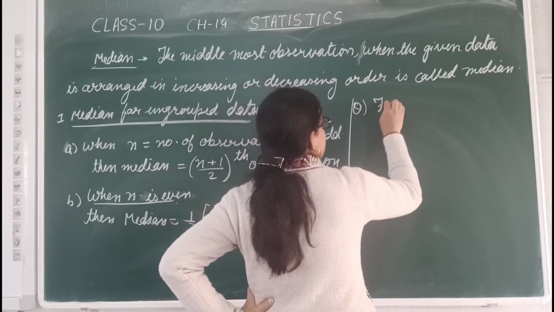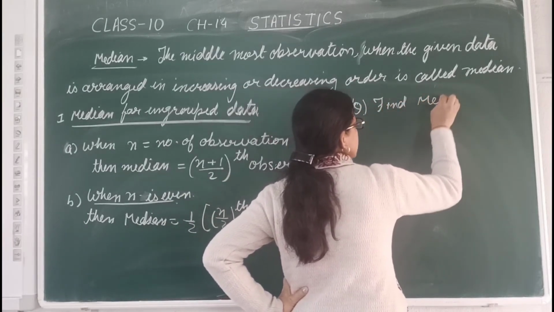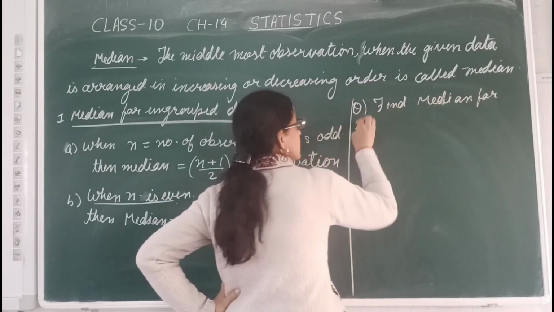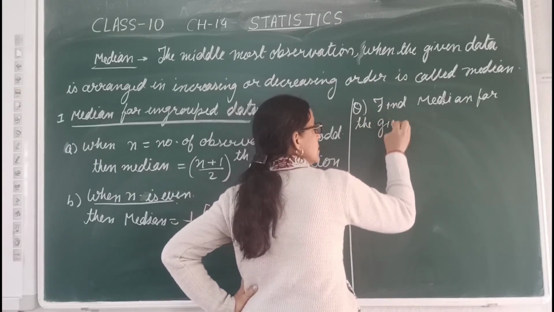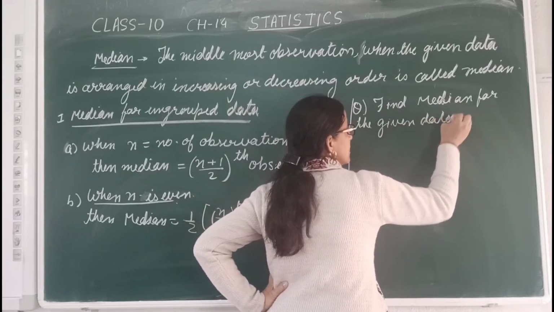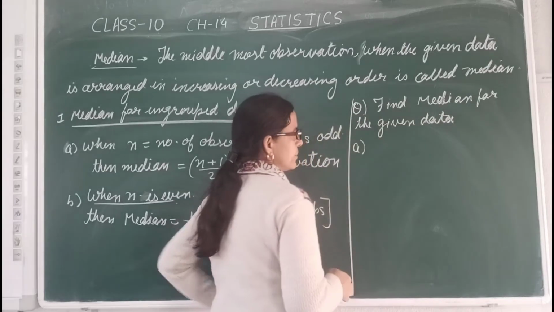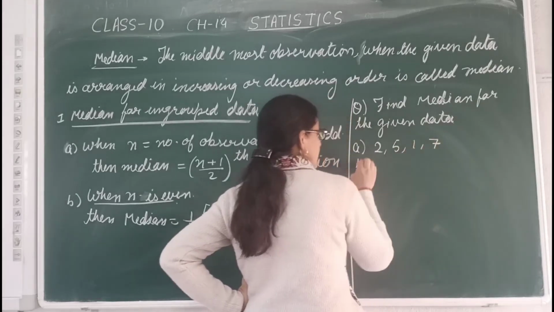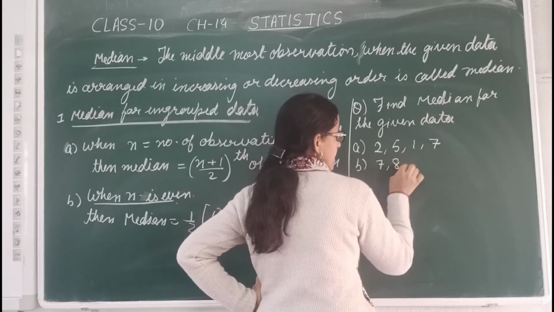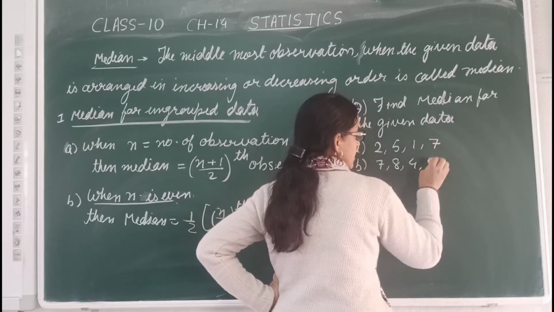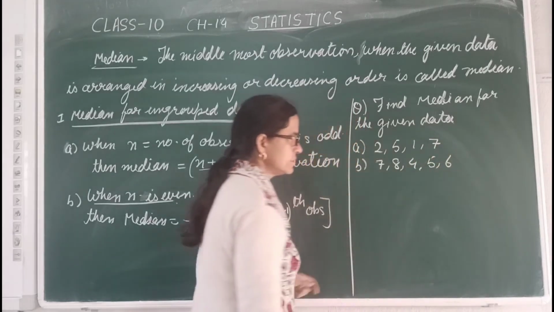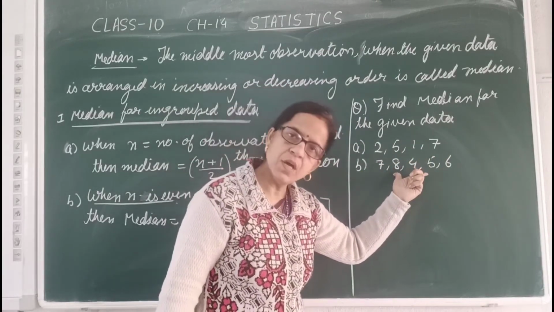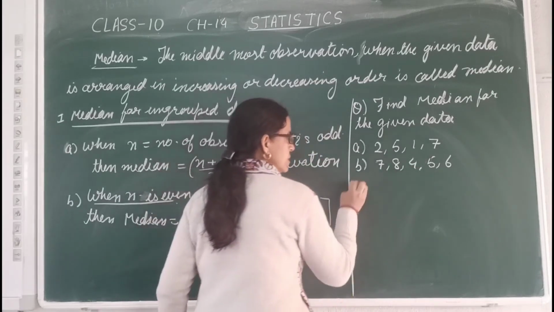Question: find median for the given data. Now let us form a data. Number 1: 2, 5, 1, 7, and number B: 7, 8, 4, 5, 6. So what I have done, in the first case I have taken an even number of observations, in the second case I have taken an odd number of observations. So let us do first number A.